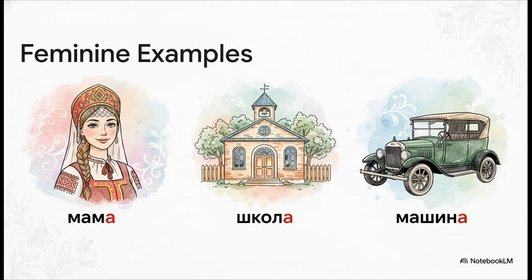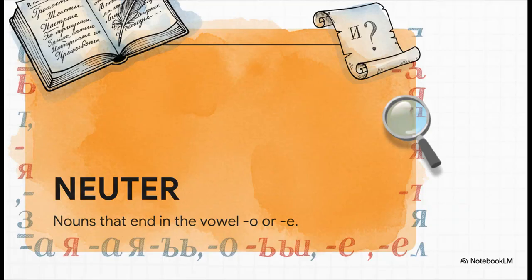And you're going to start seeing this pattern everywhere. For example, mom is "mama," school is "shkola," and a car is "mashina." See that? They all have that classic feminine a ending. You've got this.